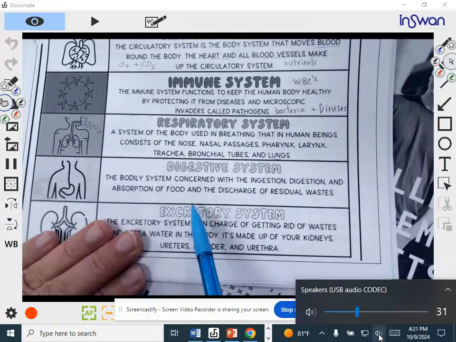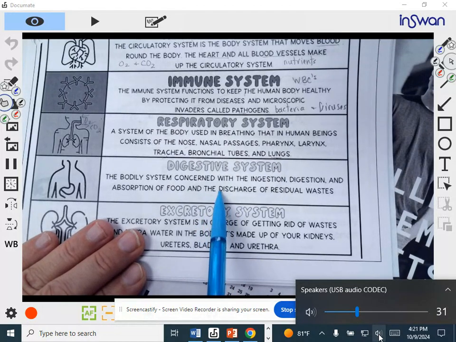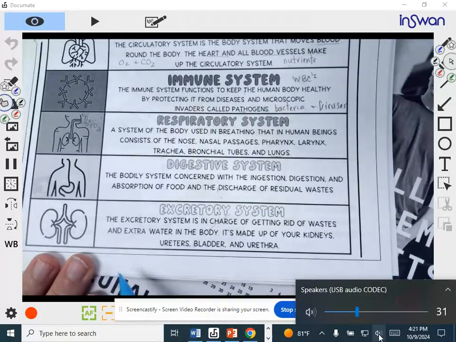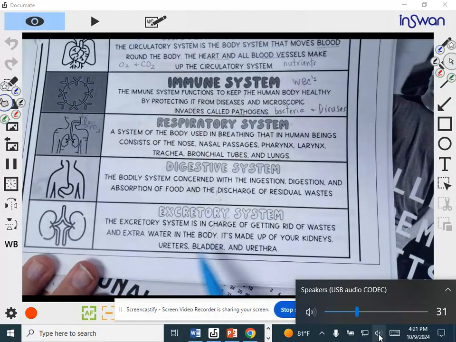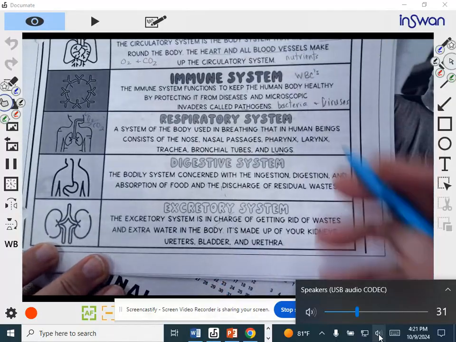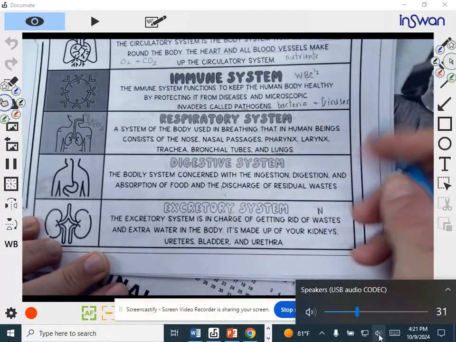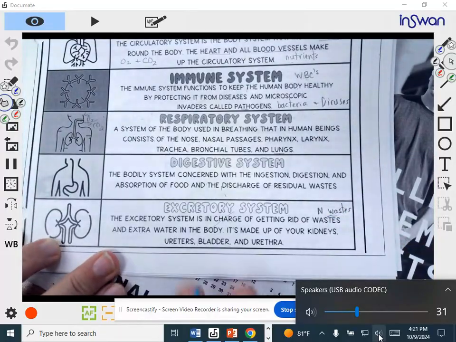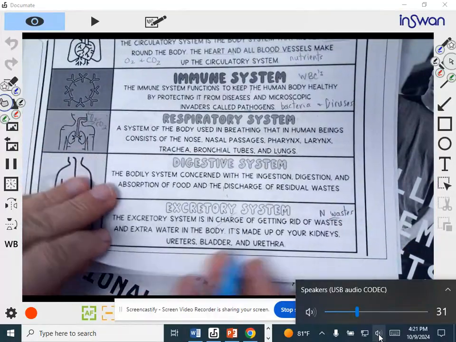Digestive system: our stomach and intestines break down our food and help absorb it and put it in your bloodstream so it can be delivered. That's where those nutrients are coming from. And the excretory system has to do with urine production, because urine is full of waste. We have to get rid of our nitrogenous waste, and that happens with your kidneys and your urinary tract.